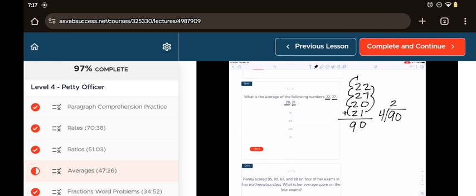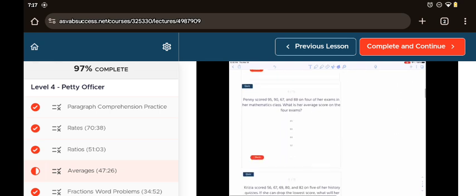4 goes into 9 2 times. 4 times 2 is 8. 9 minus 8 is 1. Bring down the 0. 4 goes into 10 2 times. 4 times 2 is 8. 10 minus 8 is 2. I have something left over, so I'm going to add a decimal, add a 0 to bring down. 4 goes into 20 5 times. 4 times 5 is 20. 20 minus 20 is 0. So 22.5. Okay, awesome. Like I said, these that we just find the average are pretty straightforward. Let's look at the next one.